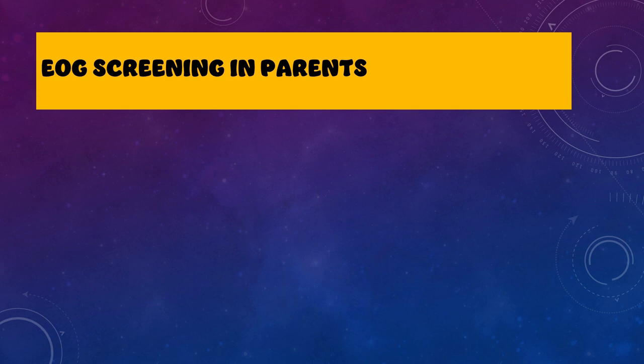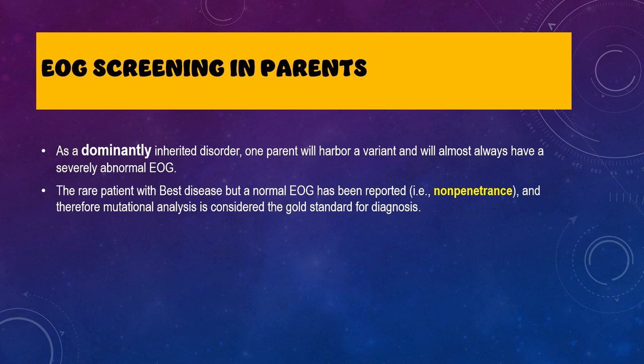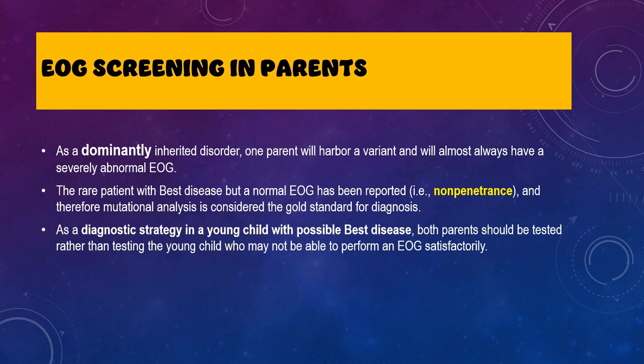Now, EOG can act as a very good screening tool, specifically in parents, because we know that BEST disease is an autosomal dominant disease. So even if one parent is affected, the child may manifest the disease. If you have a child who might not cooperate very well with your EOG, what you can do is go ahead and screen the parents by doing an EOG. If any of the parents have an abnormal EOG, it definitely means that the child has BEST disease.